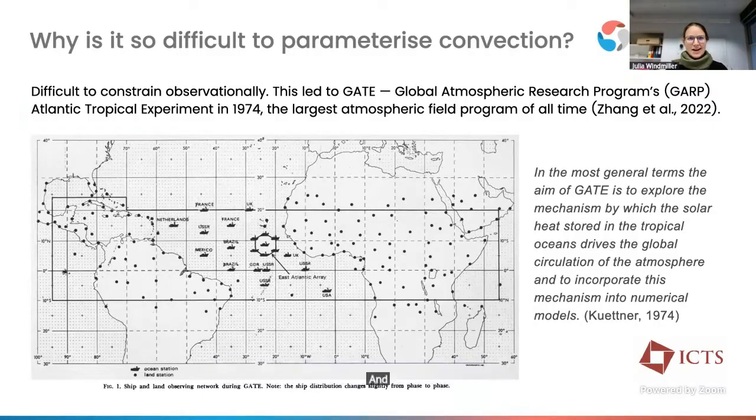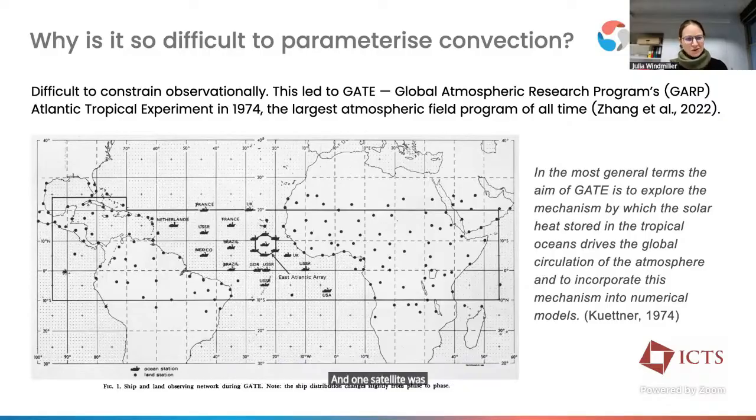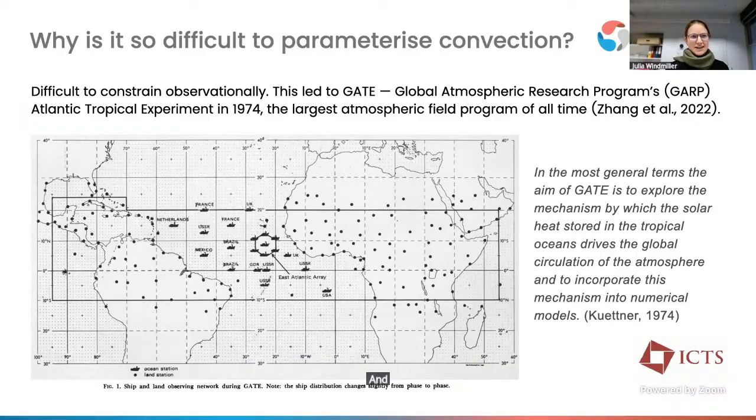And just to point out how big this campaign was, I think they had just under 40 ships, and I think 13 research aircraft. One satellite was basically launched for GATE, so it was really a tremendous campaign, which shows you how much people wanted to know the answer to this question. And so how did they try to constrain this problem?